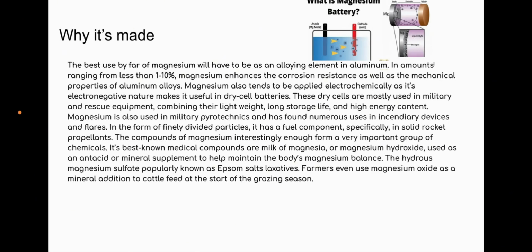The compounds of magnesium, interestingly enough, form a very important group of chemicals. Its best known medical compounds are milk of magnesia, or magnesium hydroxide, used as an antacid or mineral supplement to help maintain the body's magnesium balance. The hydrous magnesium sulfate, popularly known as Epsom salts, is used as a laxative, and farmers use magnesium oxide as a mineral addition to cattle feed at the start of grazing season.